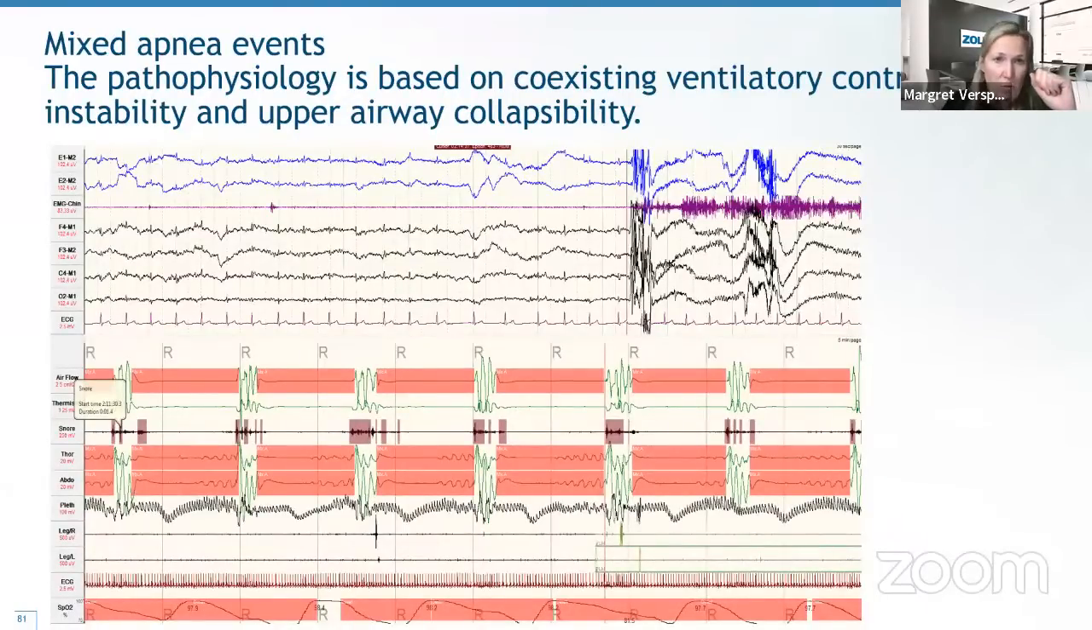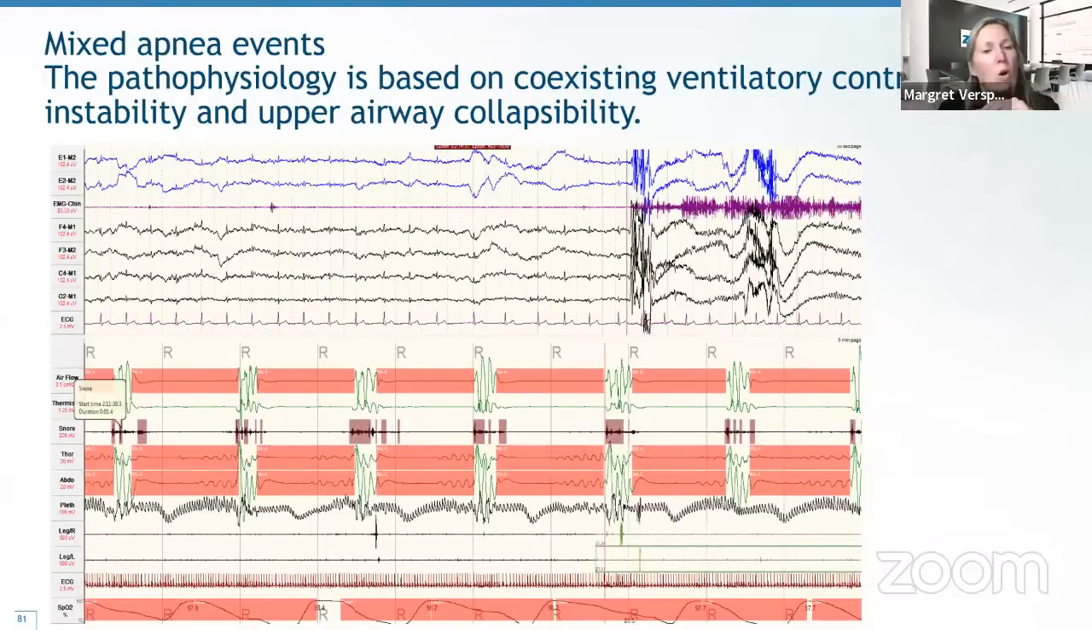Mixed apnea events. The pathophysiology is based on coexisting ventilatory control instability and upper airway collapsibility. It's very rare to have mixed events over the whole night, but mixed events in obstructive sleep apnea, we see quite a lot, and more towards the end of the night. For example, when we have very severe sleep apnea patients, towards the end of the night, it can develop from obstructive to mixed and sometimes a bit central.